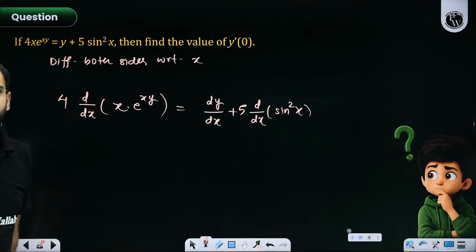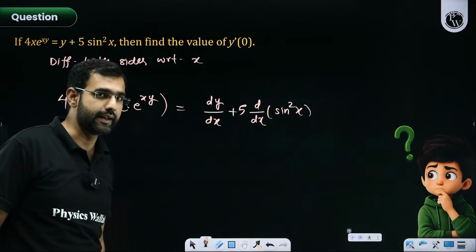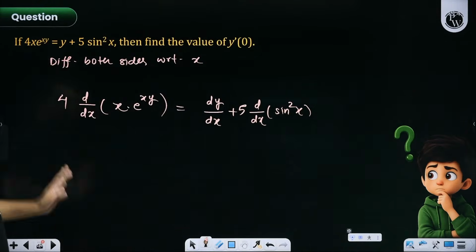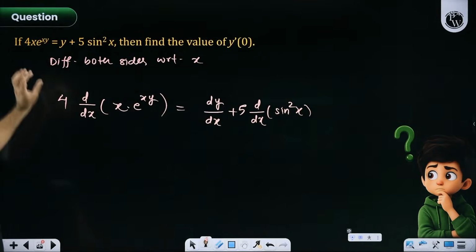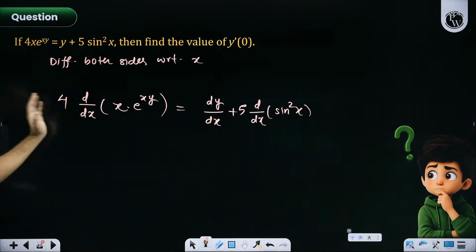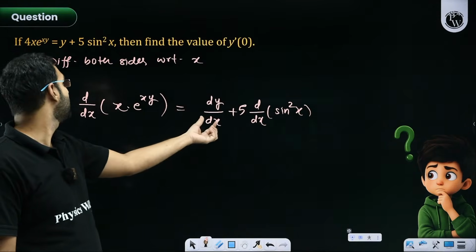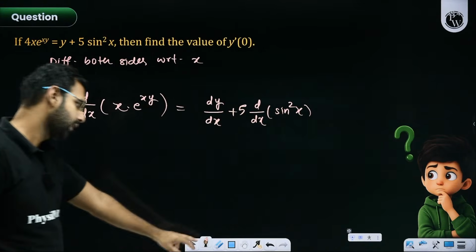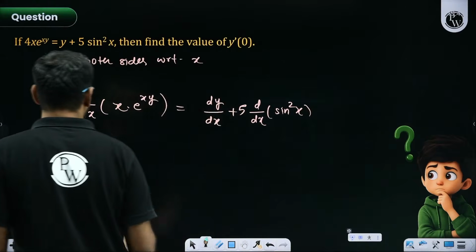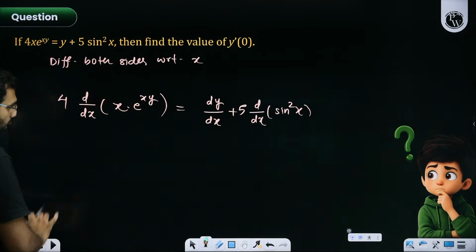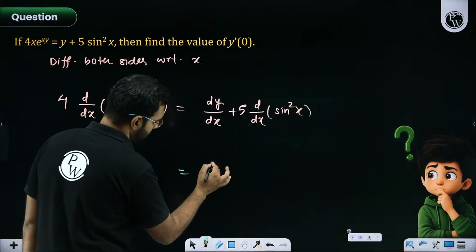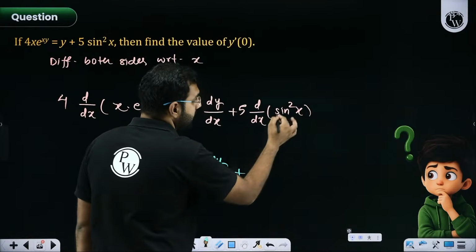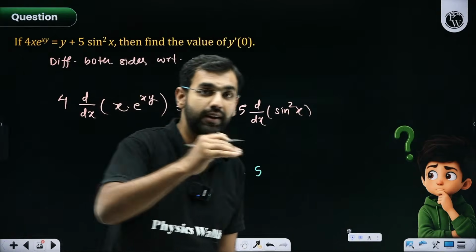Yes or no? All the participants. Great. That's brilliant, Sachin. And everyone else, whoever is watching, understanding it comfortably? What I did was take the 4 constant outside, d/dx of x e to the power xy, plus derivative of y is dy by dx, 5 is constant, d/dx of sine square x. Everything looks sorted except for one part, which is this. If I simplify this part, dy by dx plus 5 sine square x, outside in chain rule.